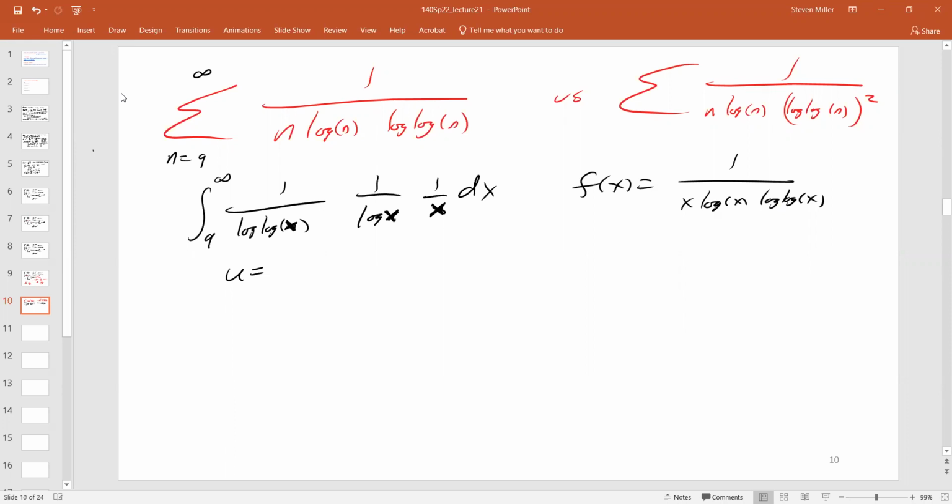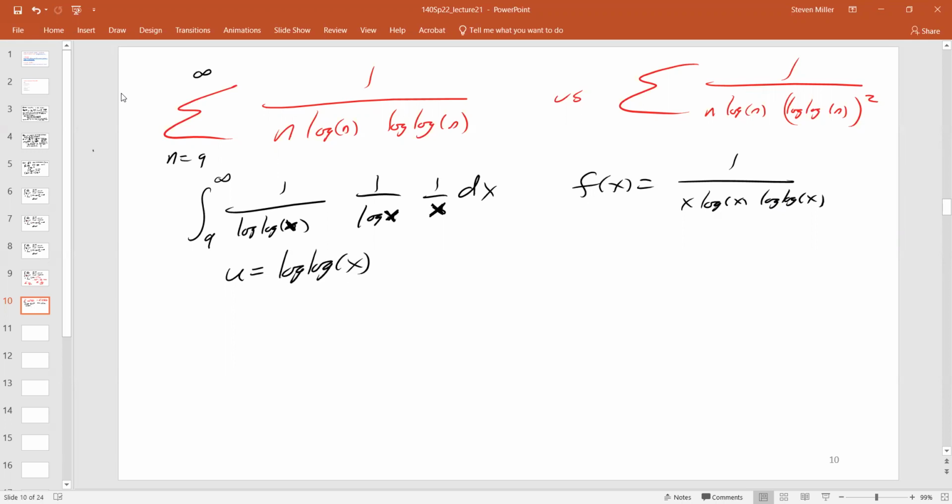Well, if we try u equals x, there's no change. So we need another candidate. We could try log of x. Any other thoughts? All right, somebody buzzed in, but they did not answer. Or maybe that buzzer meant the log x was the right thing to try. I'll view it that way.